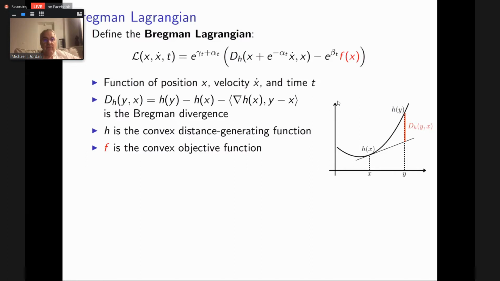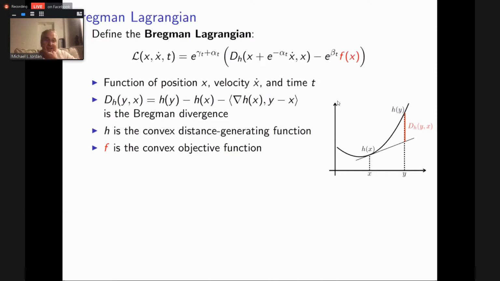We were able to find a Bregman Lagrangian, a time-varying Lagrangian in continuous time that captures many, many accelerated algorithms expressed in continuous time. It has a bunch of alpha, beta, and gamma functions of time. Those are not the important part. Those are just degrees of freedom that give us a space of algorithms and not just one algorithm. They're just diffeomorphisms. The important part is that Bregman divergence there, D sub h.